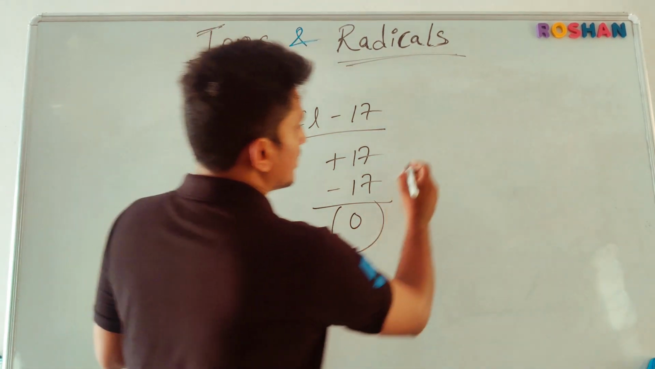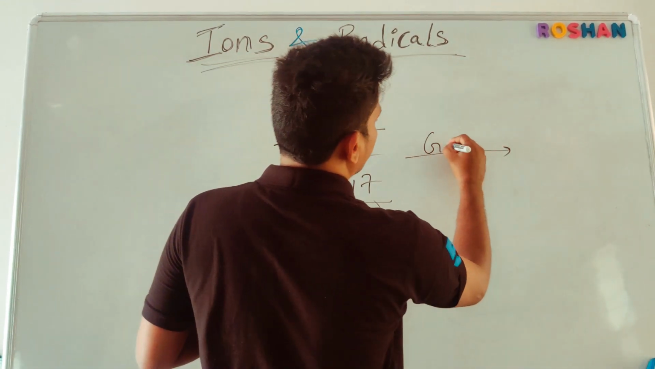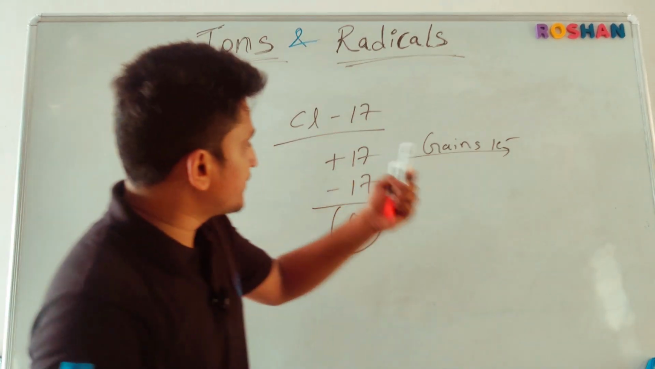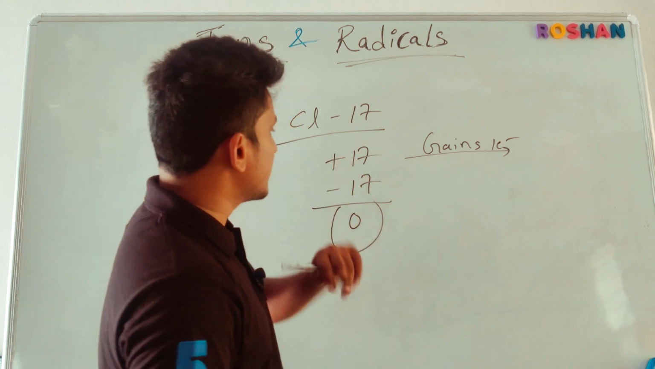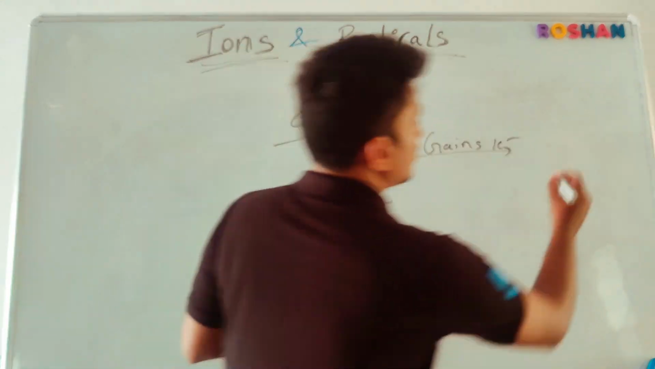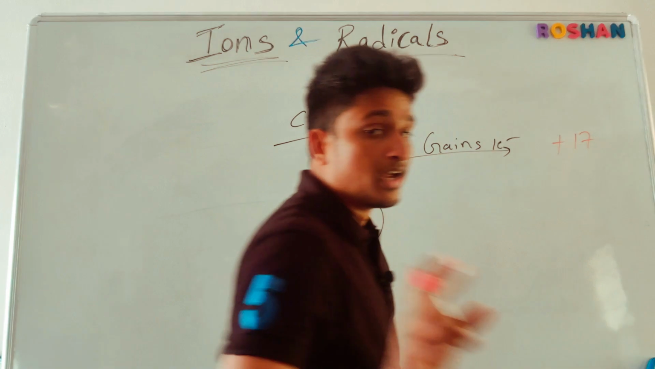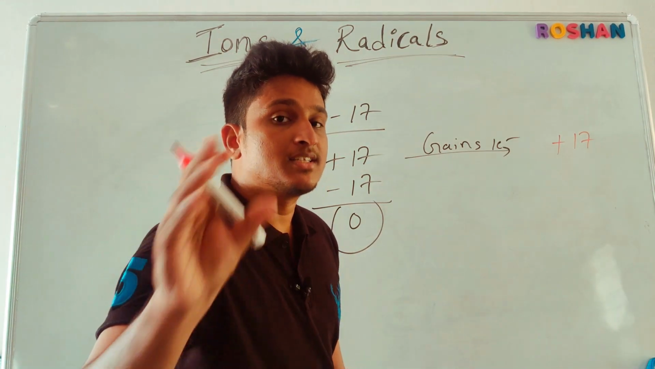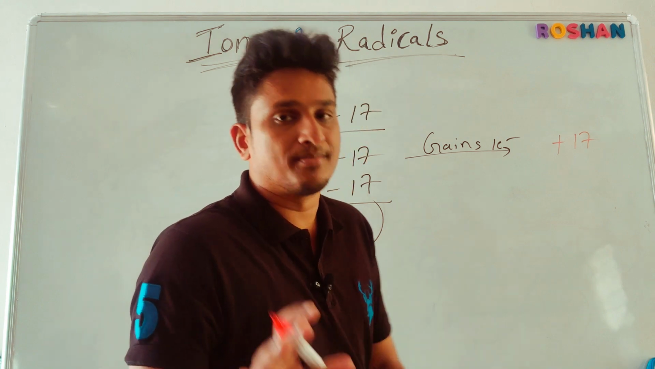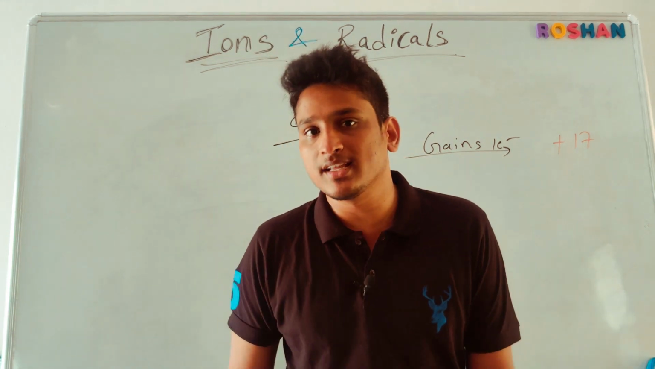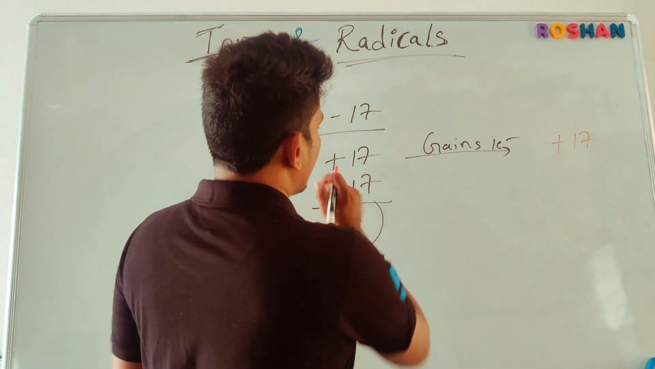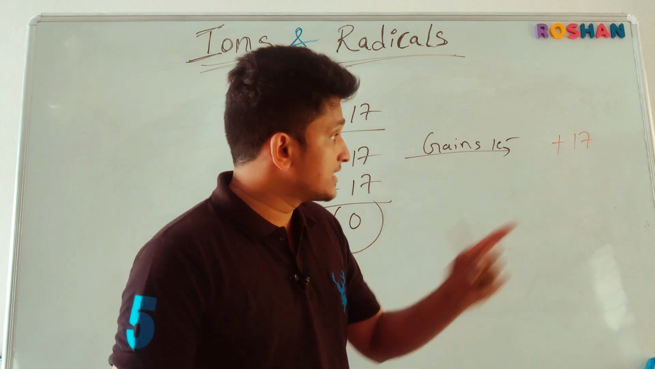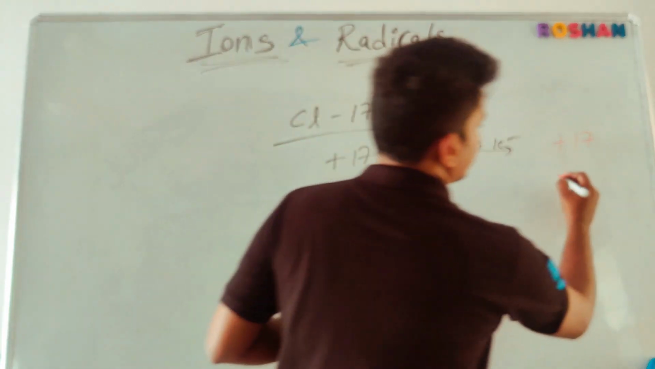So remember, chlorine gains 1 electron. If it gains 1 electron, is there any change in the number of protons? Absolutely no. 17 protons only. Remember, if proton changes, element changes. Which subatomic particles are participating in the reaction? Only electrons are participating in the chemical reaction. So initially 17 electrons are there. Now it is gaining an electron, 18.